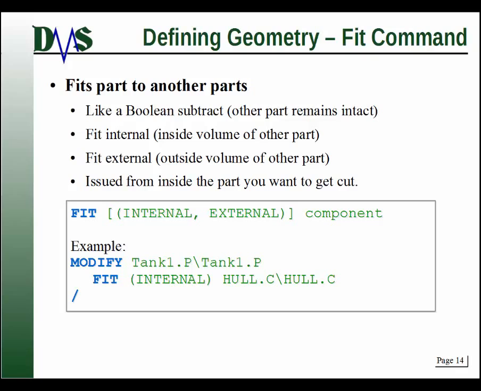And the way you do that is you issue this command from the part that you want to get cut. And this is probably easier just to show as an example. So for example here, modify, we're modifying this tank 1 part. And what I'm doing is I'm going to fit it. Internal fit, so it's only going to take the volume that's internal to the hull. So what that's saying now is it's going to actually cut out this part by the definition of the hull geometry. And so my tank now has the same shape as my hull.